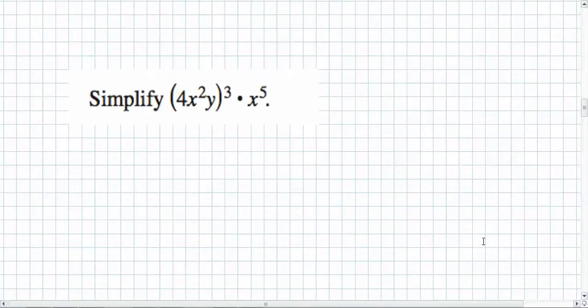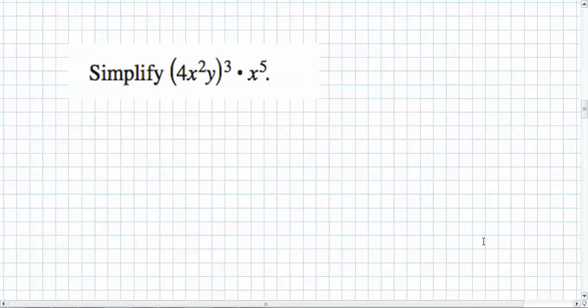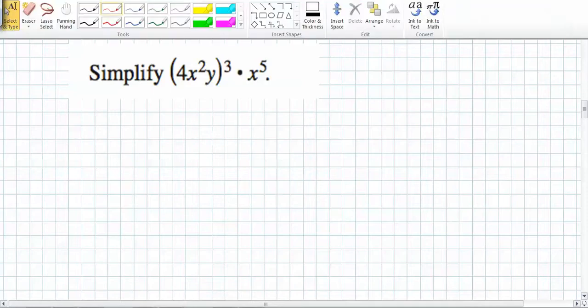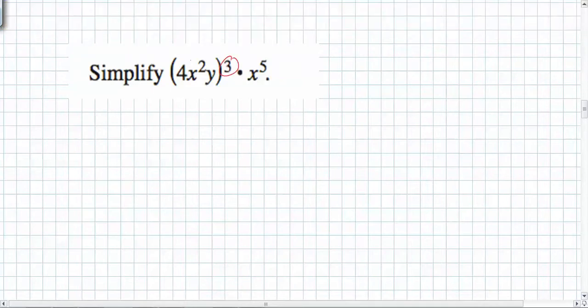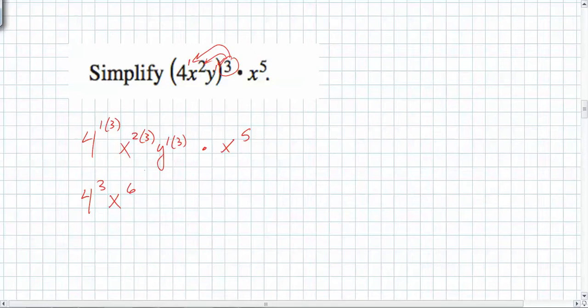What about something like this? Simplify 4x squared y to the 3rd times x to the 5th. The first thing you need to do is work with this 3. Remember, the 4 is being raised to the invisible first power. The y is being raised to the invisible first power. So this 3 exponent gets brought into all 3 terms. So it's going to be 4 to the 1 times 3, x to the 2 times 3, y to the 1 times 3, times x to the 5th. Well, that's going to be 4 to the 3rd times x to the 6th, because 2 times 3 is 6, and y to the 3rd times x to the 5th.